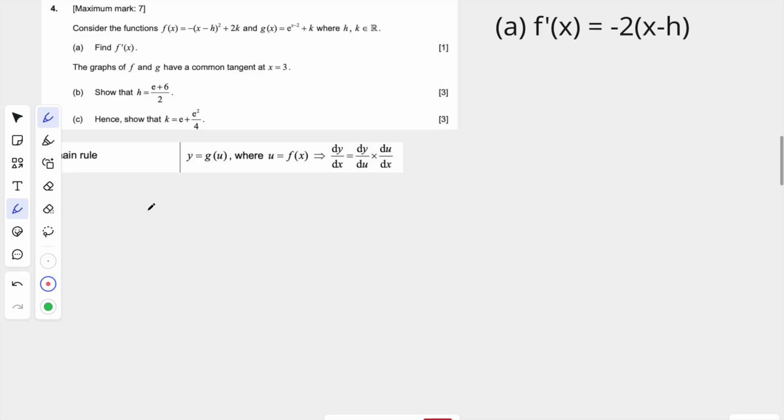We have to show that h equals e plus 6 divided by 2. To do this, we make note of the information that there is a common tangent between the two functions at x equals 3. This means we can use the first derivatives of both functions and set them equal to each other when x equals 3, and from there we should be able to determine that h indeed does equal what the question has specified.